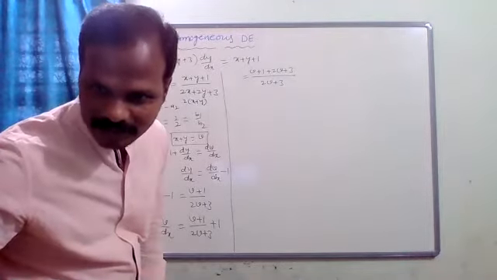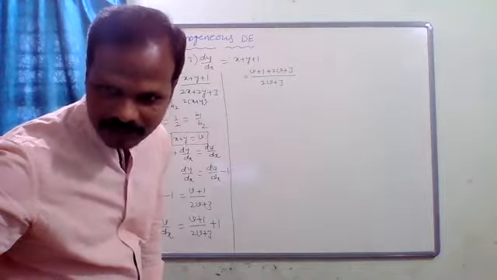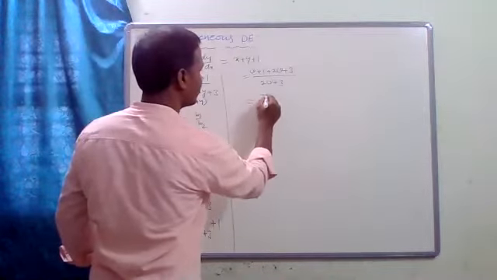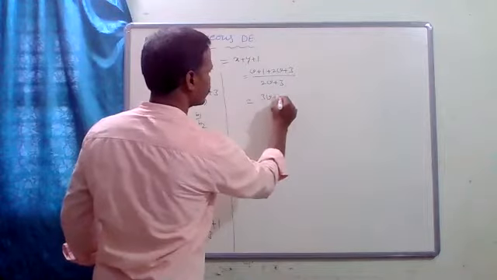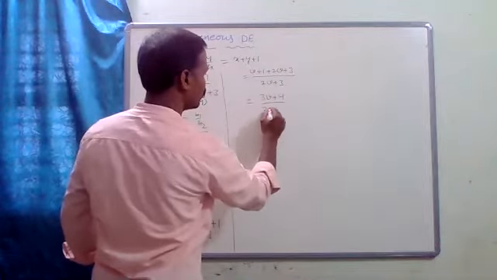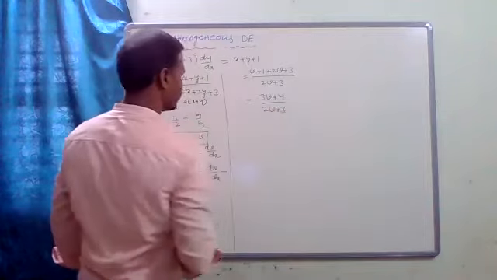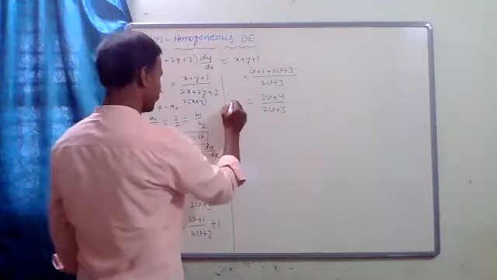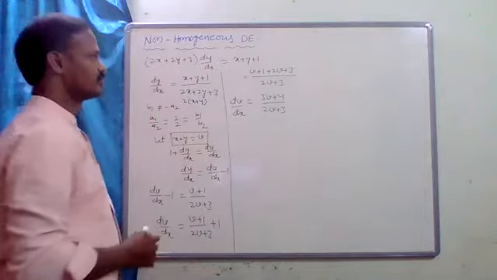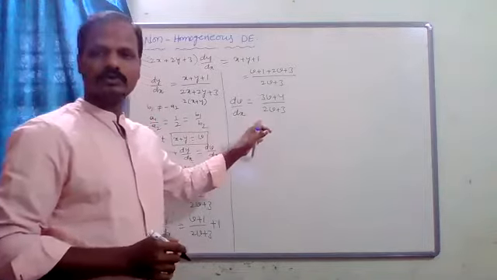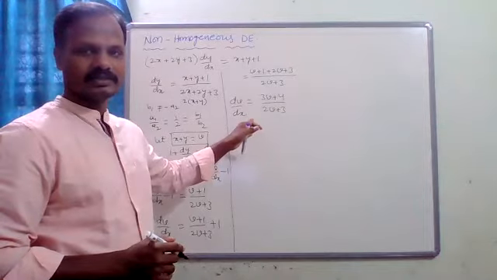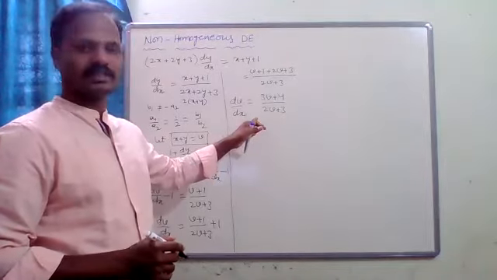Okay, so people also asked about the seventh problem. I will explain. Now this is equal to 3v plus 4: v plus 2v is 3v, 1 plus 3 is 4, by 2v plus 3. Now what is this? This is a homogeneous differential equation.